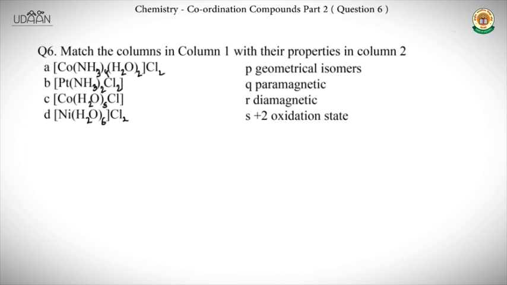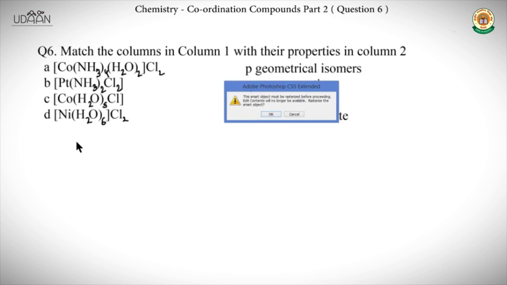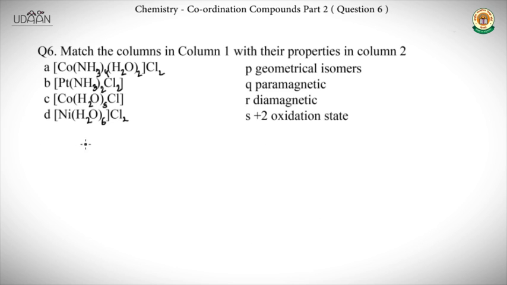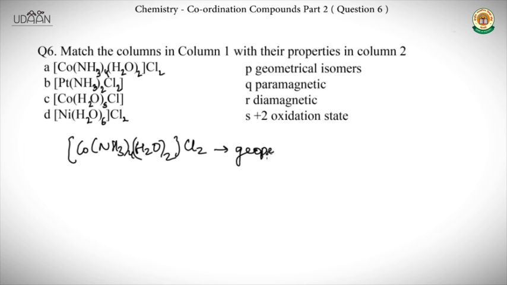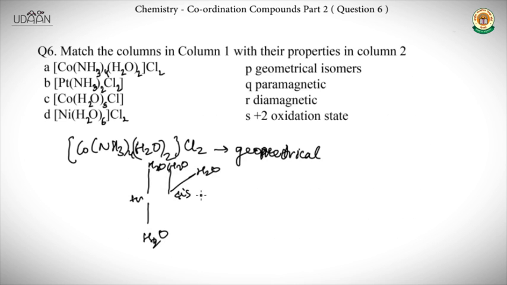For this problem, we'll have to pick each compound one by one. So let's start with the first compound. The first compound has 4 amine groups, 2 H2O, and Cl2. In this case, we directly know that it does have geometrical isomers, because we just did the last question where we saw that the 2 H2O groups can either be trans or cis. So it could be this way, that this would be trans and this would be the cis isomer. So we know that P is correct for this option.